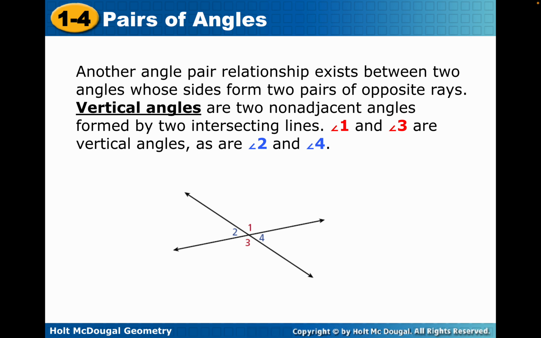Okay, so let's say that angle 1 is 120 degrees. Who thinks they know what angle 3 would be? Yeah, it's just going to be the same value. So angle 3 is also going to be 120 degrees. If we're given angle 1, we can also solve for angle 2.